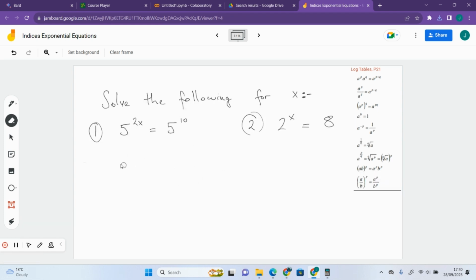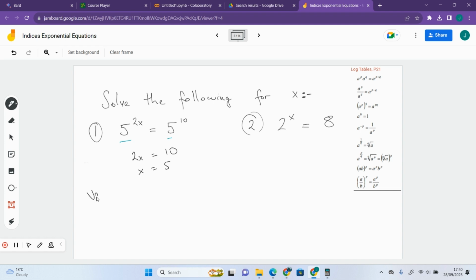Right, so there's 2 on this page, so let's see. In fact, this one is an easy one because we have bases that are already the same. So when I'm in that situation, I can merely bring down my powers. So 2x is equal to 10. All I need to do here is divide both sides by 2, so x is going to be 5.